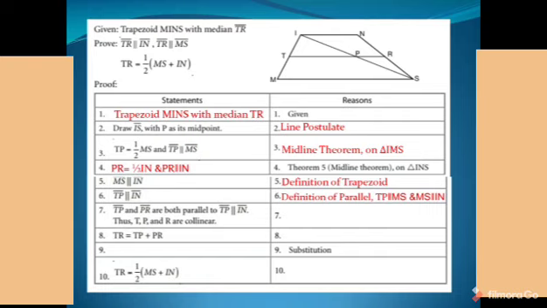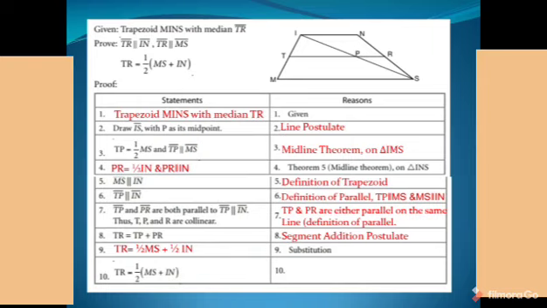What would be the reason? TP and PR are parallel on the same line. That is definition of parallel. Right there, we can have then our statement that TR is equal to TP plus PR. For number 8, that is segment addition postulate.